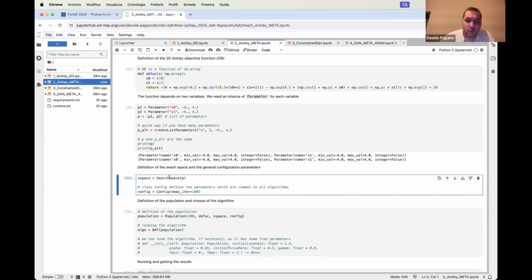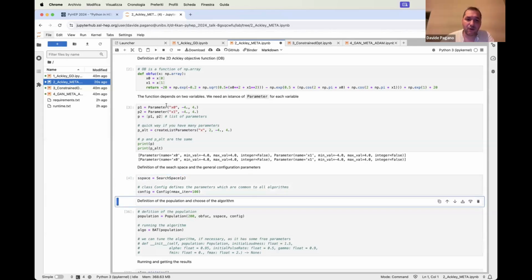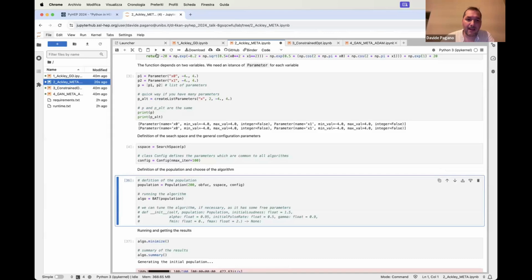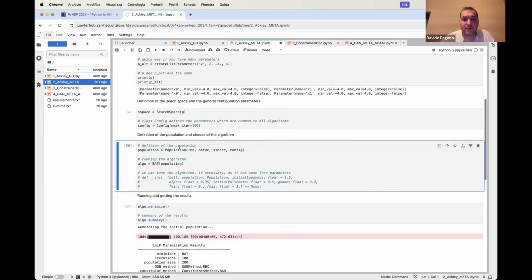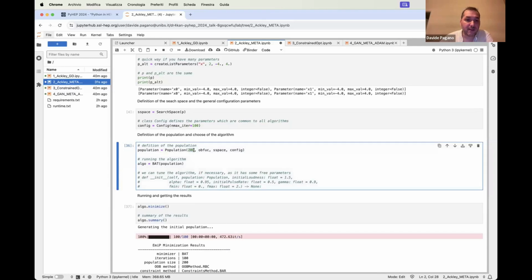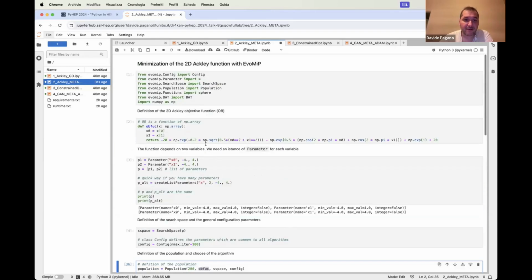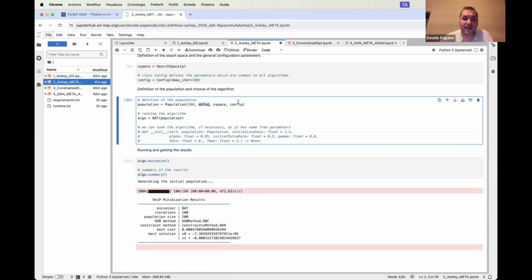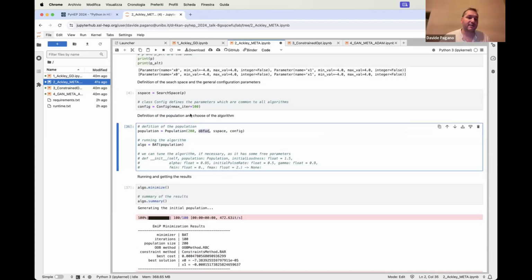Okay. Once I define the search space, here is just a configuration to say how many iterations I want to do. There are several other parameters you can set, but for now it's fine not to go too much in detail. Let's go on. So we execute. Here, the population. I want a population of 200 agents. Here, the constructor takes the number of agents, the objective function, which I defined above, the search space, and this configuration class, which basically tells how many iterations and other options, which here are not relevant.